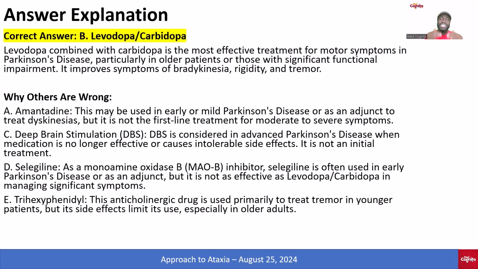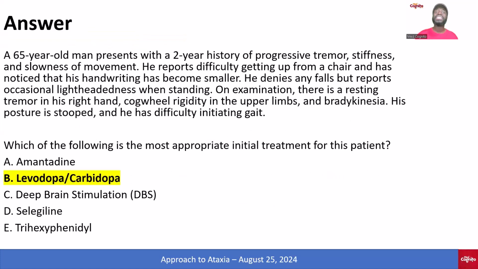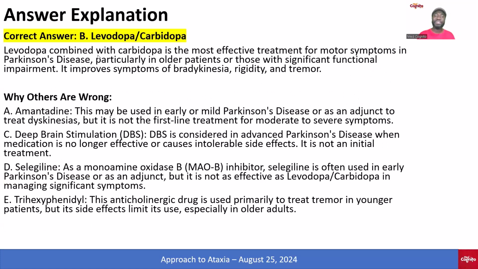trihexyphenidyl? This anticholinergic drug is used primarily to treat tremor in younger patients. But this patient, let me check his age again. He's 65. But his side effects limit its use, especially in older adults.